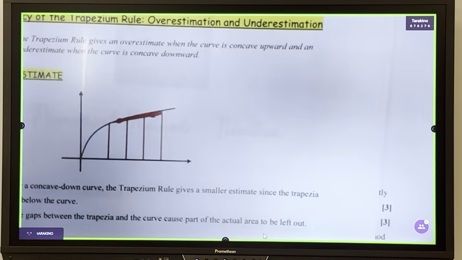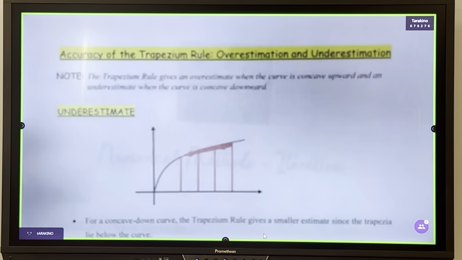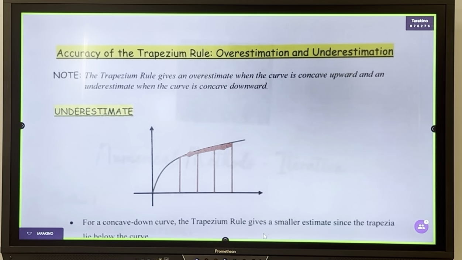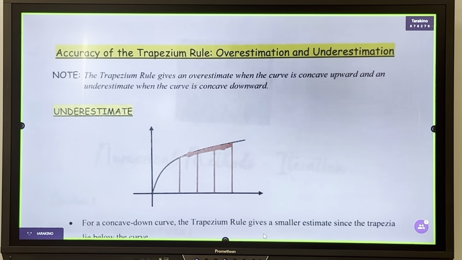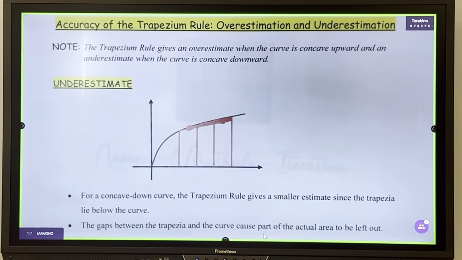Then there's also one thing that you need to understand, guys, when we are solving problems on the trapezium rule. Remember, for the trapezium rule, you need to know when it gives an overestimate or an underestimate solution, right? Remember that we get an overestimate when the curve is concave up, and we get an underestimate when the curve concaves down, right? And now I will explain why. So in this case, that's a concave down.